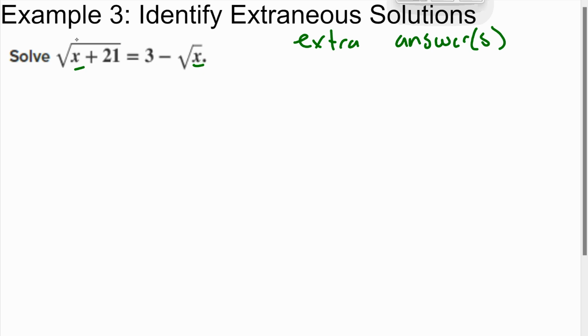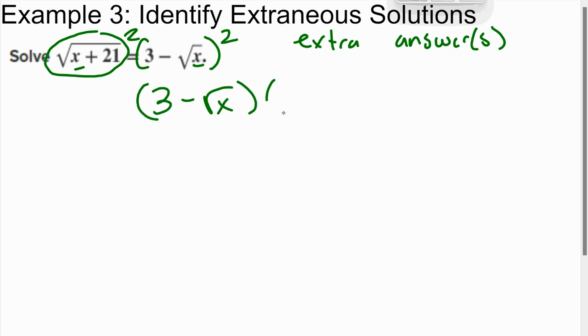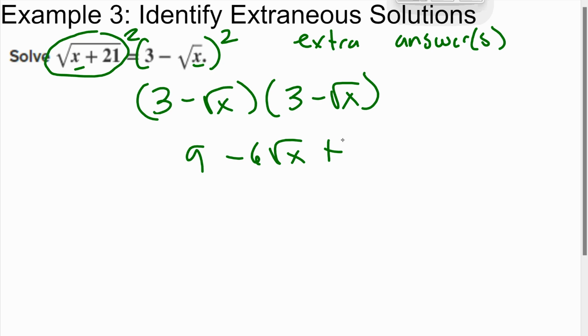So here, this square root right now is by itself, so we can go ahead and square both sides. So I want to square this side and square this side. Well, when I square 3 minus root x, I'm going to take two of them, right? So I got to FOIL that out, right? And these aren't conjugates, so I have to take 9 and then minus 6 root x and then a plus x. And then this side is just going to be x plus 21.